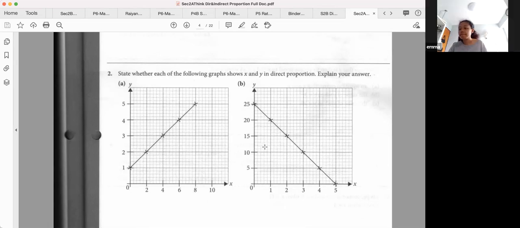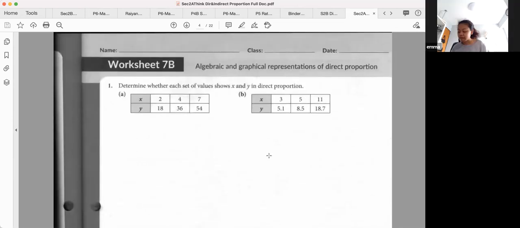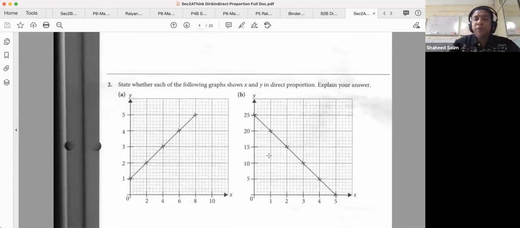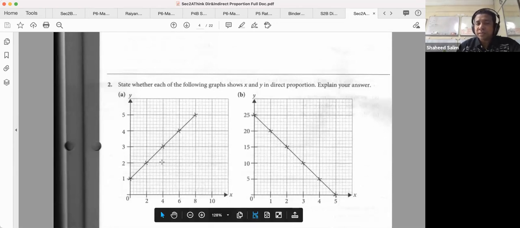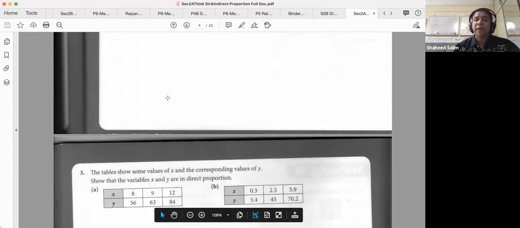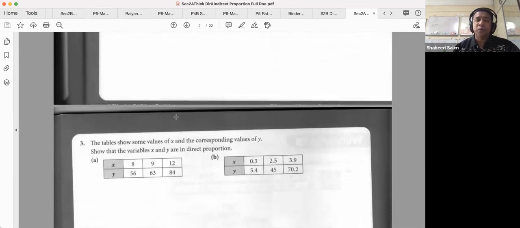So now what about B? Does it pass through 0? No, so it is not in direct proportion. Are you okay? So from the graph, you can tell. From the table, you can tell. From the table, how to tell? You look at the constant. The gradient is constant, but you'll find that it's not equal to k. Okay, never mind. We will move on to this.